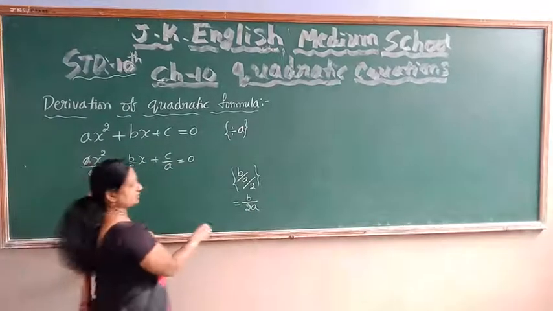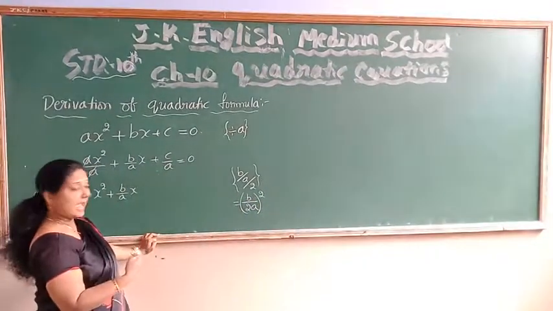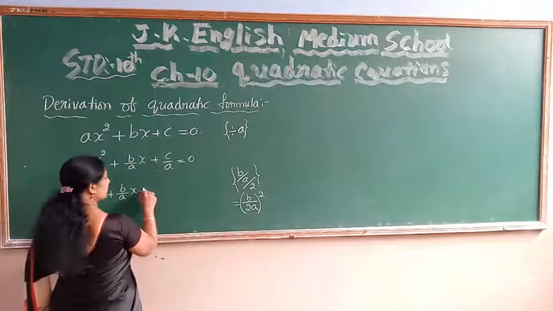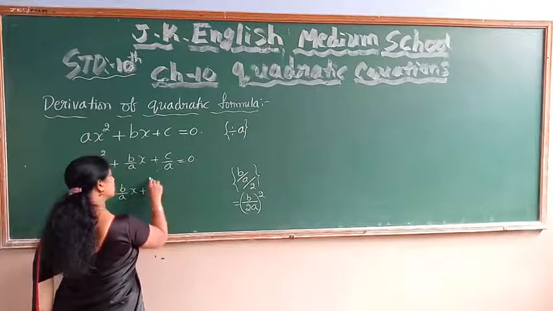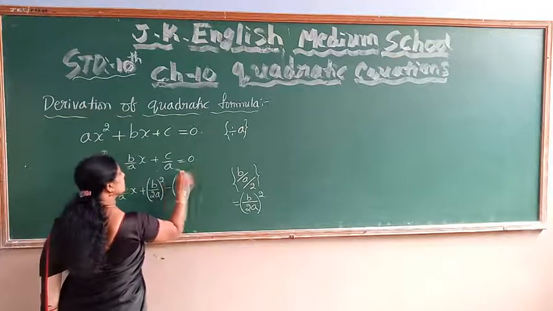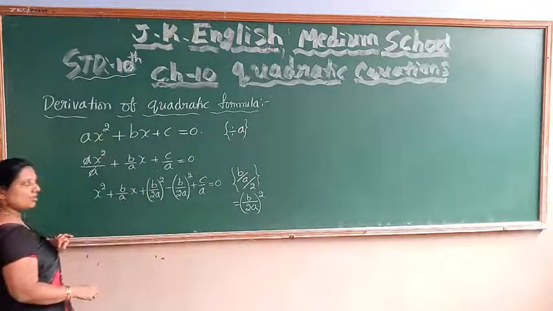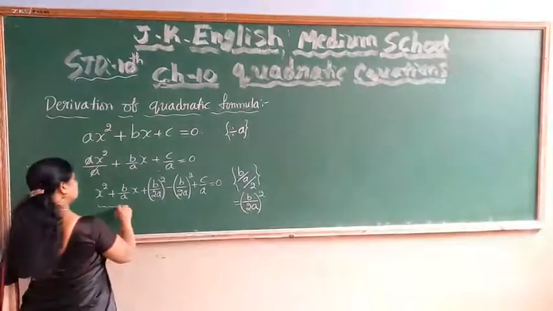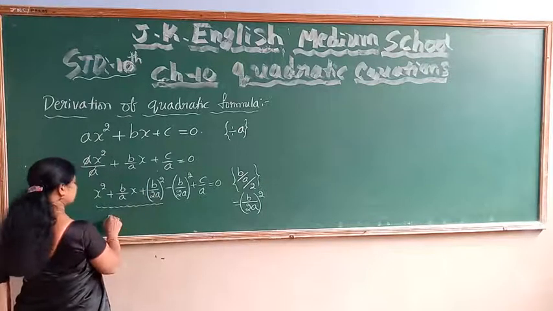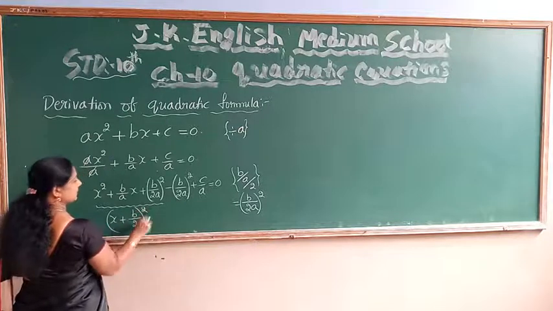Then you square it. After squaring, add once here and subtract once. The value is not going to change. So plus b by 2a whole square minus b by 2a whole square. Then the remaining term is plus c by a is equal to 0. Automatically it converts into the form of an identity, that is x plus b by 2a whole square, according to the identity.